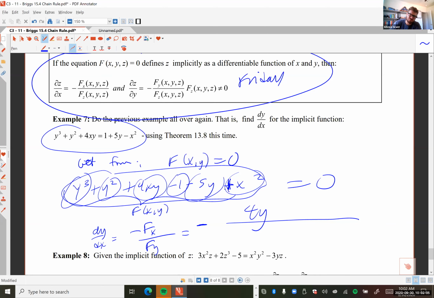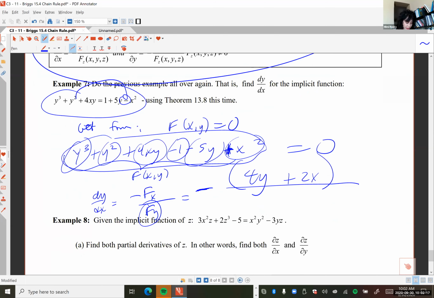Or that's supposed to be a plus, sorry. When I moved him over, I had to add him to both sides. So it's going to be plus 2x. And this minus has to affect the whole thing, so we'll put parentheses around. And now, let's divide that by Fy.